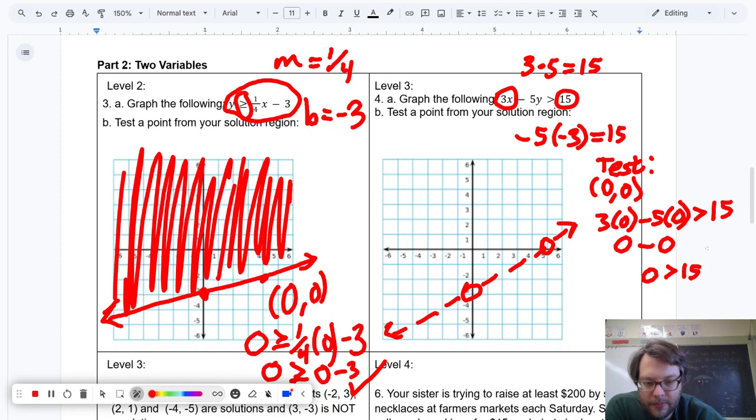No, it is not. So I should not shade in the point 0, 0. I should shade in everything that is below the line instead.